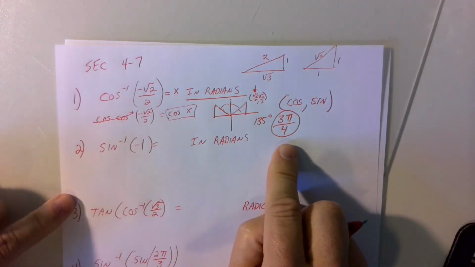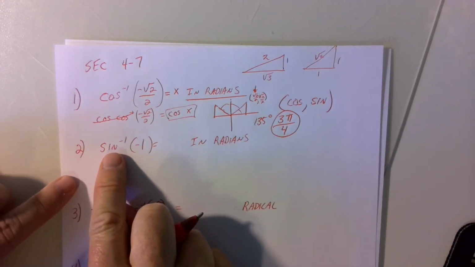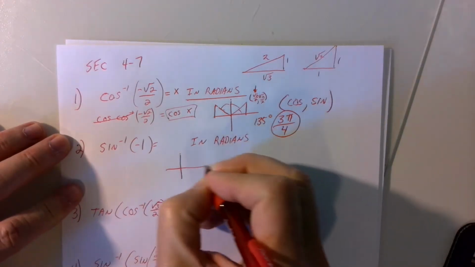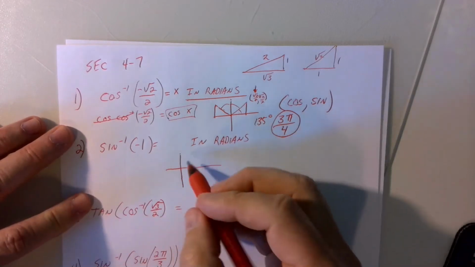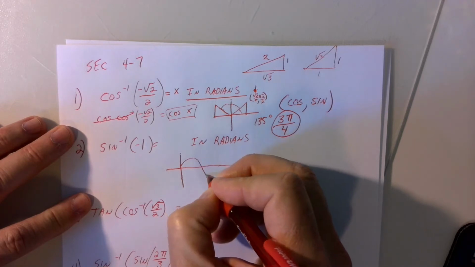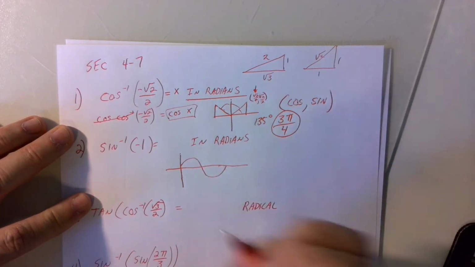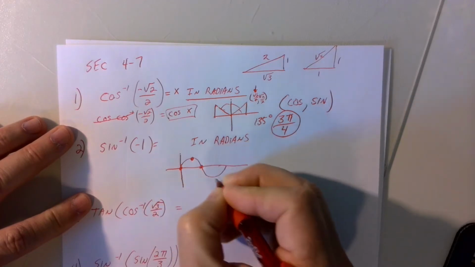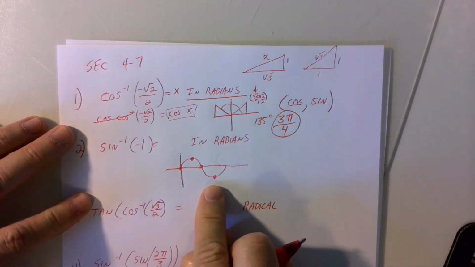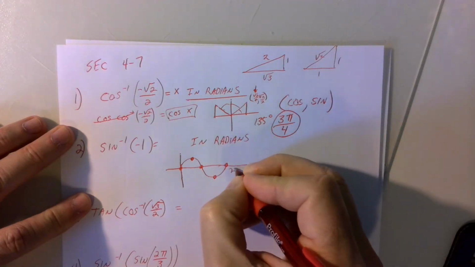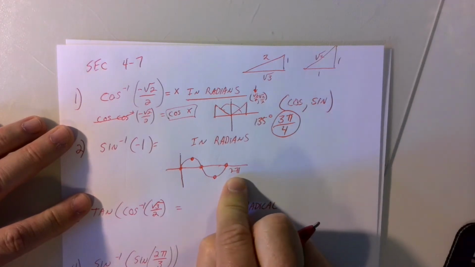Is that okay? This one's saying, hey, what angle, again, when we do a sine of it, gives us -1. So let's go ahead and do a quick little sketch of our graph. And you can graph these on your graphing calculator too. That's what sine looks like, right? So sine starts out at 0, goes up to 1, comes back down to 0 again, hits -1, and then comes back up here, and you know that it repeats every 2 pi.